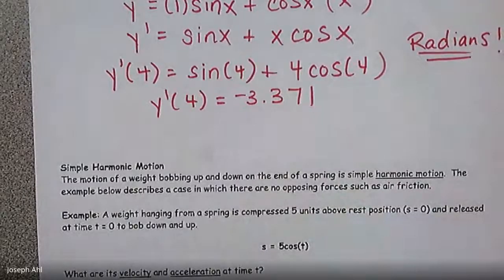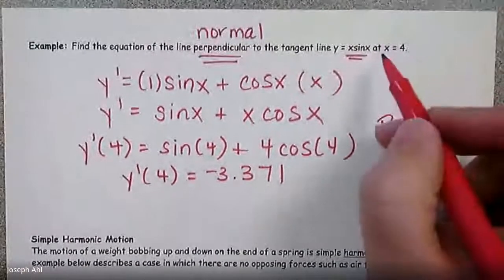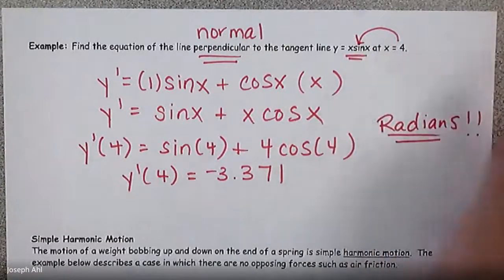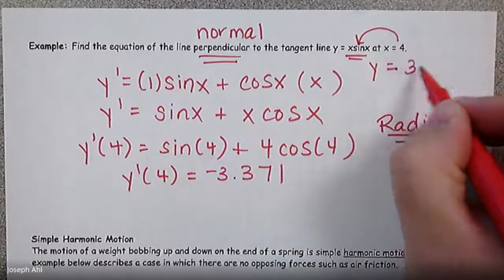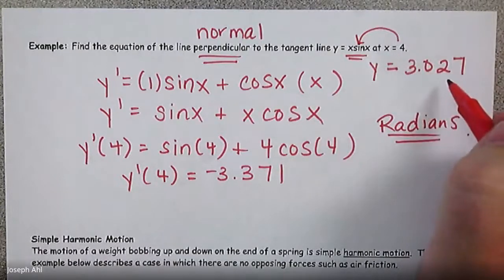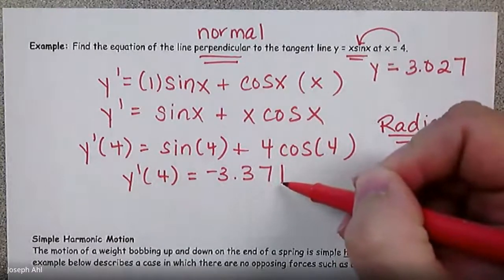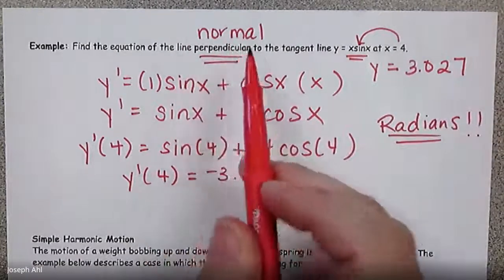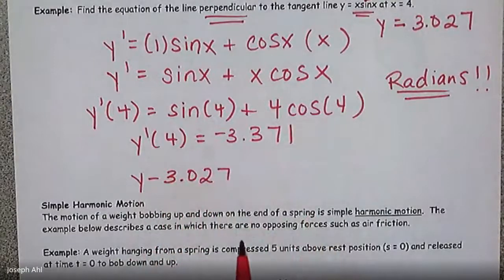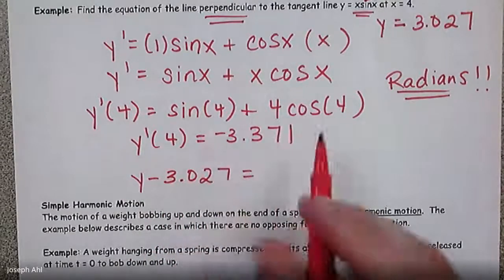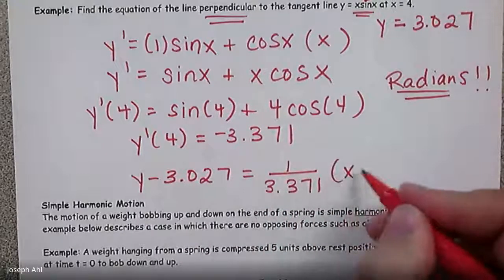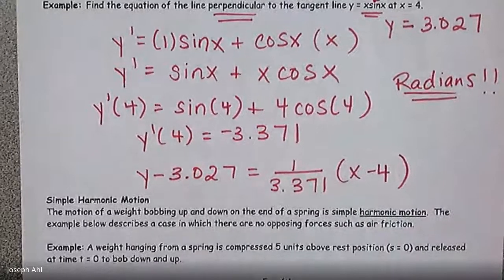So then to get the equation of the tangent line, remember we only know it's at x equals 4. So we'd have to plug that into the function to figure out the y value. 4 sine 4 in radians gives you a y value of 3.027. So now that I have the coordinate point to 3 decimal place accuracy, this is the slope of the tangent line. Make sure you get that perpendicular slope. So the final answer would be y minus 3.027 equals the perpendicular slope, right? Negative reciprocal, 1 over 3.371 times x minus 4. Okay, and just leave that in point slope form.